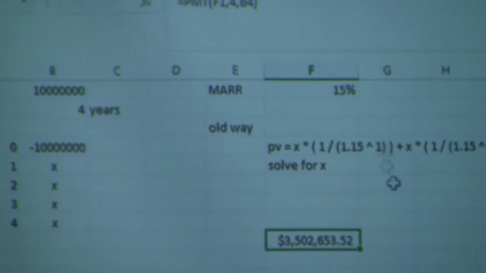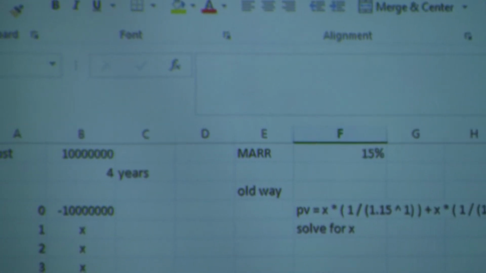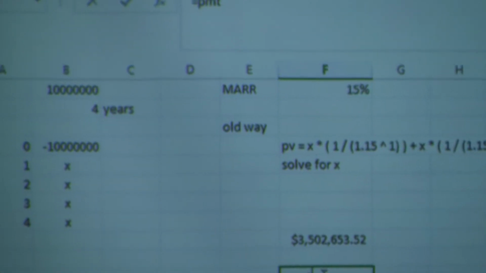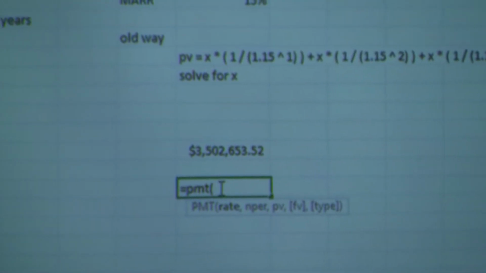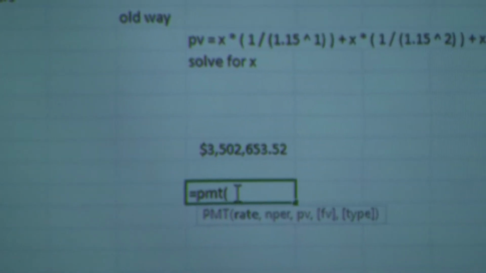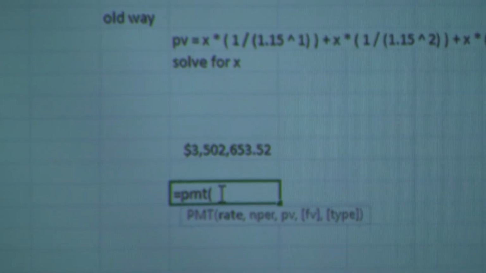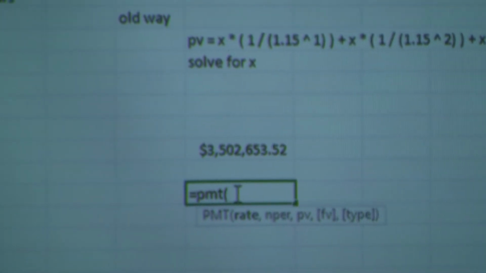All right, the formula again was equals PMT. I'm actually going to bring it up again. Equals PMT. And as soon as you type in your open parentheses, that list of parameters will come up. It's just as simple as plugging in those values. And remember, that present value was negative. Plug it in as negative.